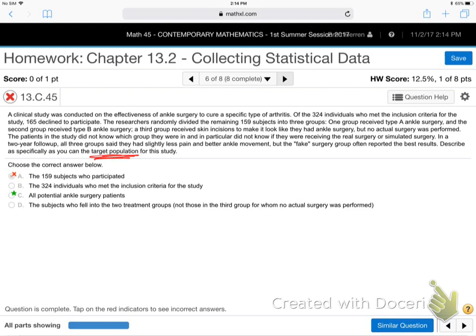What do they really want to differentiate? The green is the right answer. All potential ankle surgery patients. What do I mean? Why is that the target? Well, just think real life. What are they trying to figure out with this? Just be real with this for a minute.